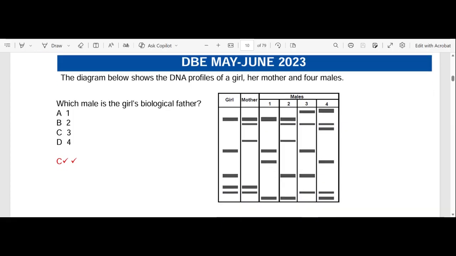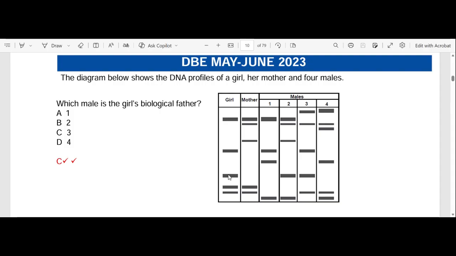So now let's look at the girl's DNA. The first thing that you do is remove the mother's bars from the girl's DNA. So let's look at the matching bars. The first bar in the girl's DNA matches with that of the mother. Can you see the first bar is matching? So we're removing the first bar. Now let's go to the second bar. The second bar does not match with any of the bars in the mother's DNA.